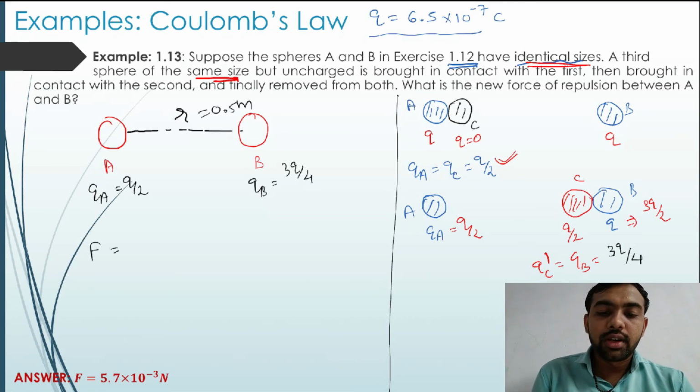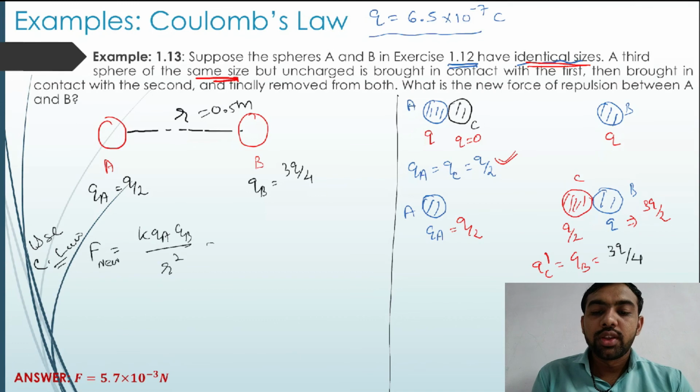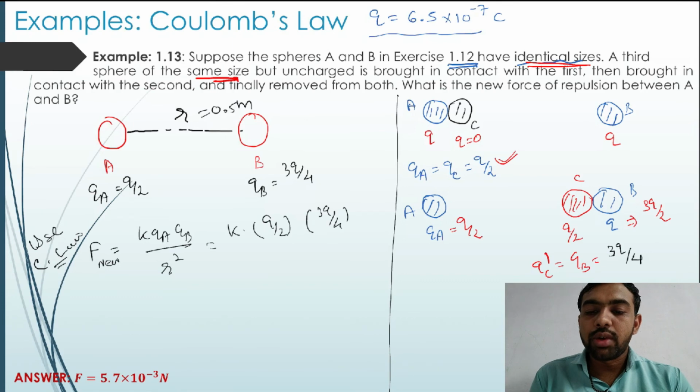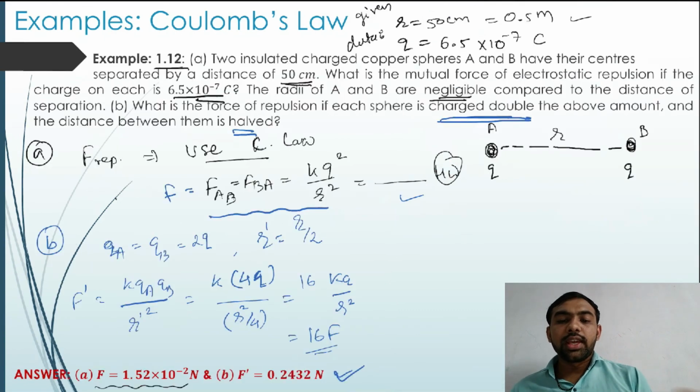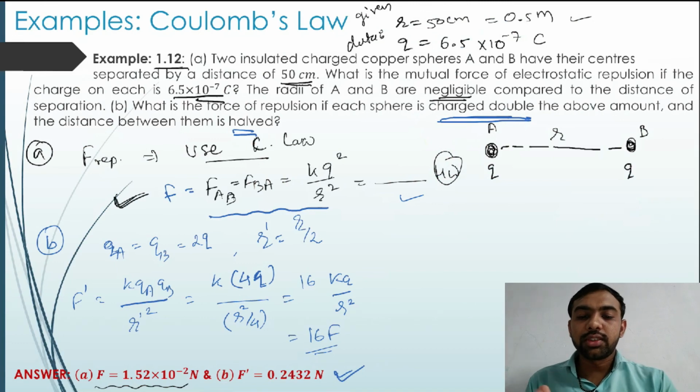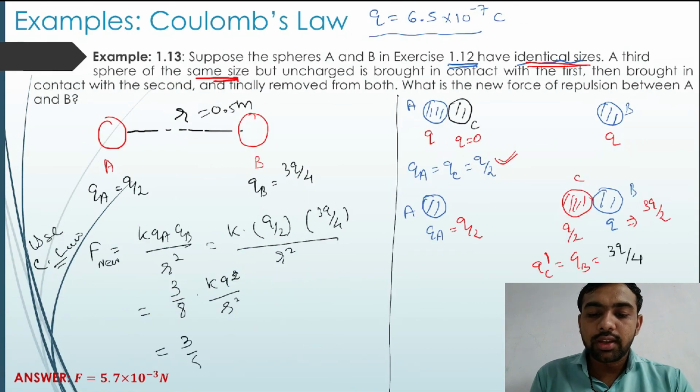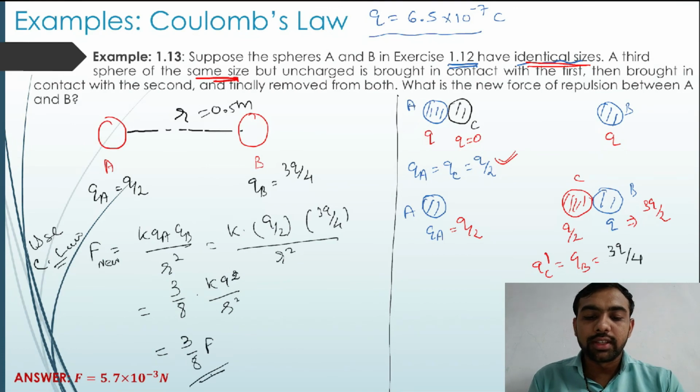Okay, so what is this new force? Let's write F new using Coulomb's law. So K QA QB upon R square. K as it is. What is QA? Q by 2. What is QB? 3Q by 4, upon R square. So what is the answer? See, 3 by 8 comes out, and that is KQ square upon R square. See this one, KQ square upon R square, that is F. So put this here. So the answer is 3 by 8 F. This is our answer. Put the value of F, you get the answer.